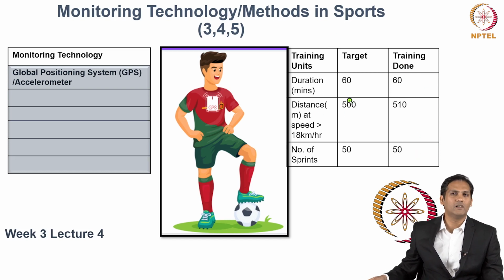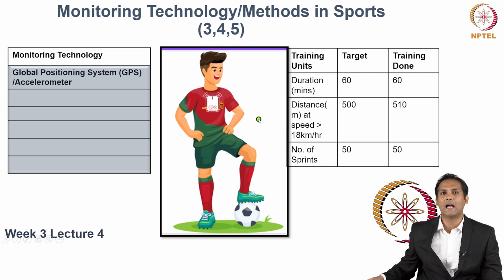So recollect that earlier we used density to describe the training. Now apart from density, when you combine this information, it gives you a better idea about how the athlete performed for a given session or a given week. In this case, the athlete has done 100% of the prescribed volume of training load, which can be monitored using GPS.